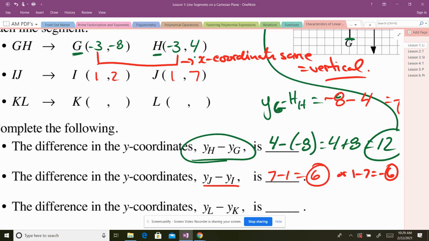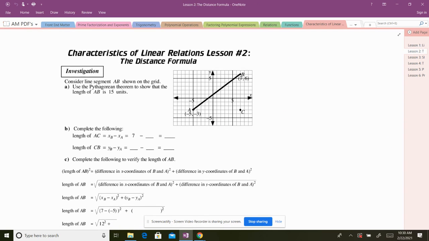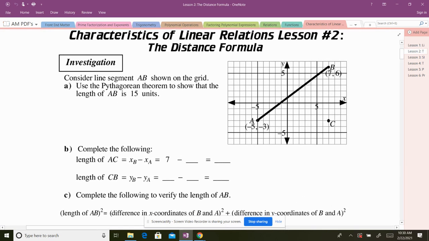Okay? We're not done with this. We're going to come back to it in a sec. You know what? Let's go to lesson 2. We're going to couple it with lesson 2, and we'll come back to lesson 1. So we're going to skip to lesson 2, which makes a little more sense to tie into this.